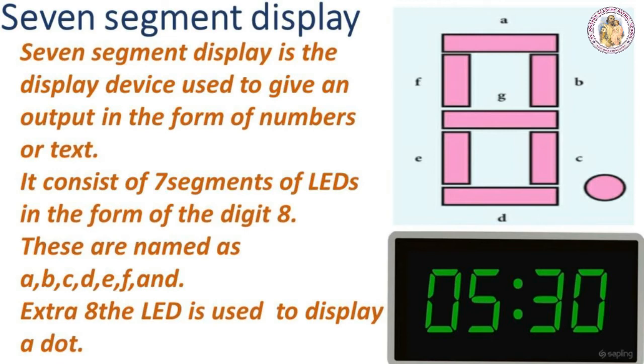7 segment display. A 7 segment display is the display device used to give an output in the form of numbers or text. It is used in digital meters, digital clocks, microwave ovens, etc. It consists of 7 segments of LEDs in the form of the digit 8. These 7 LEDs are named A, B, C, D, E, F and G. An extra 8th LED is used to display a dot.